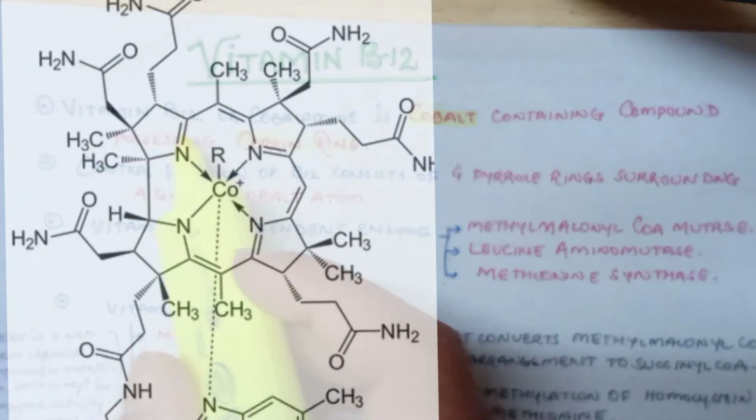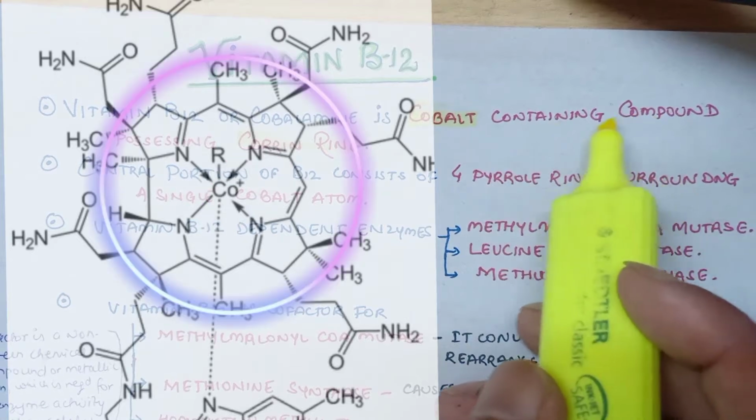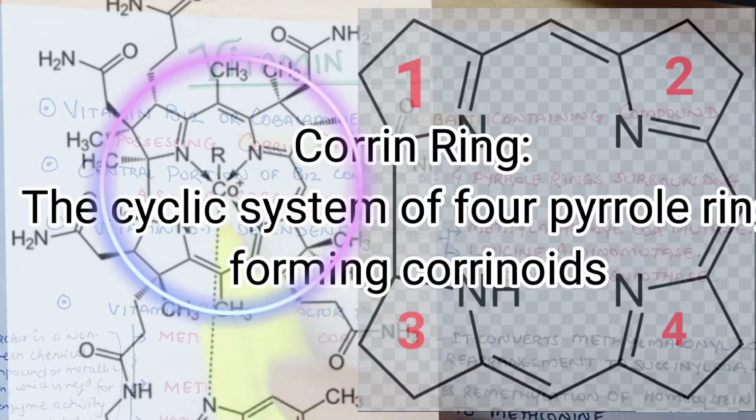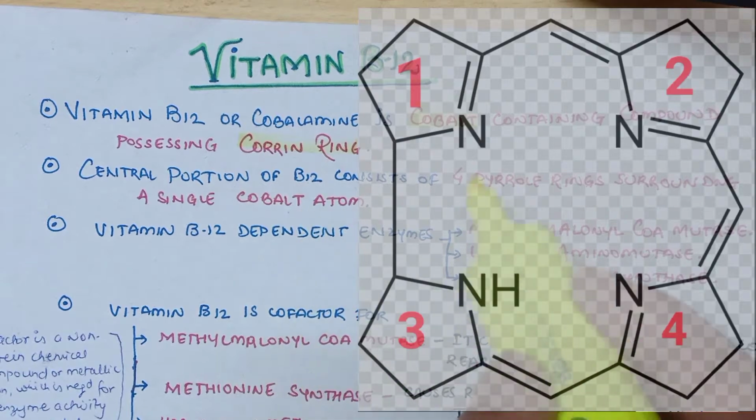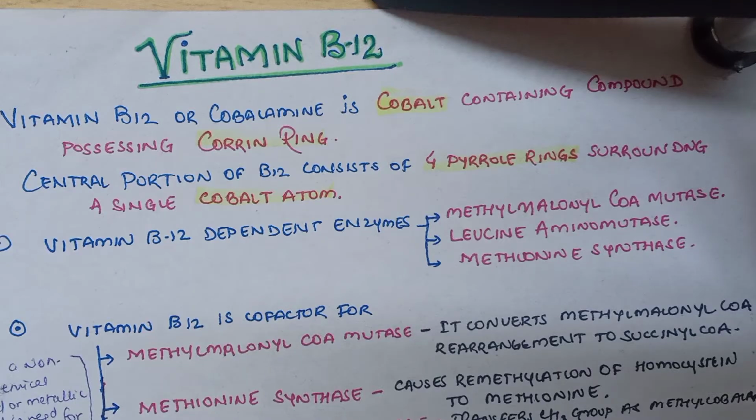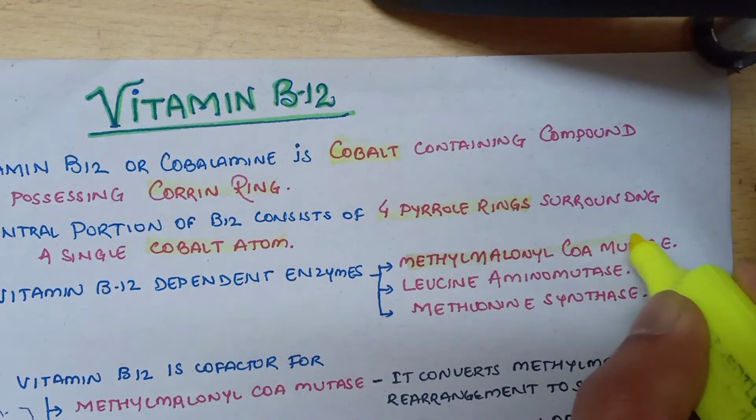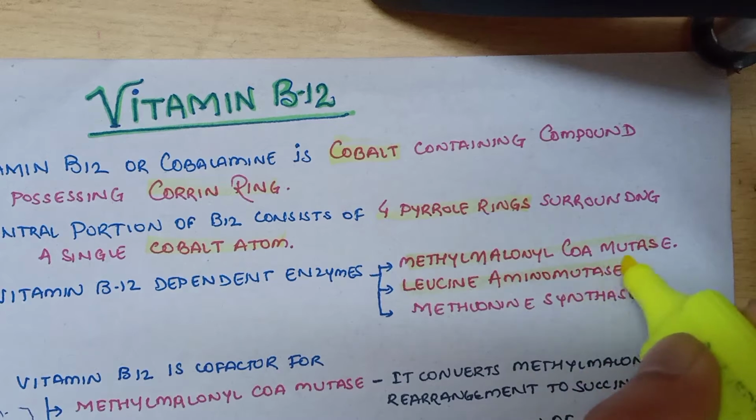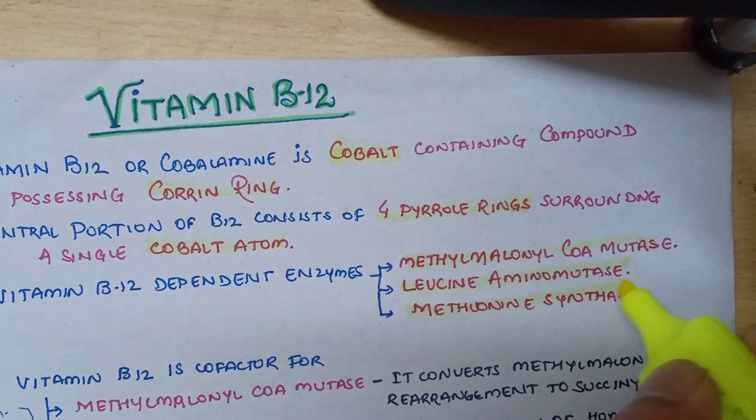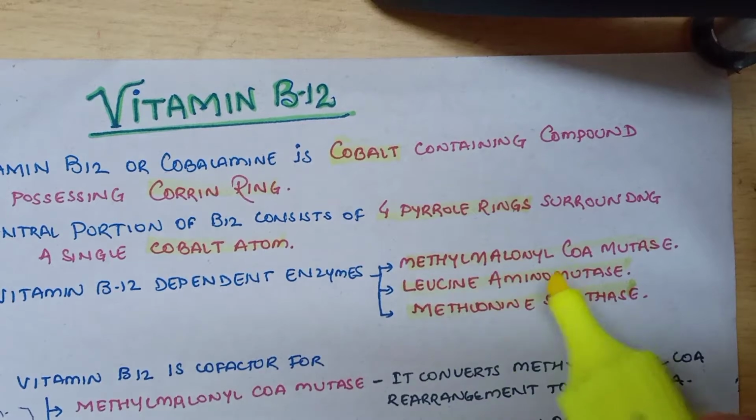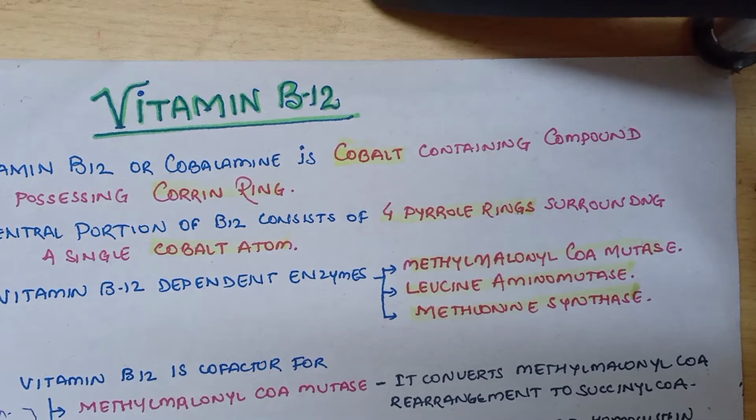So basically vitamin B12 is a cobalt containing compound and it has a corrin ring, and the central portion of vitamin B12 consists of 4 pyrrole rings. So what are the vitamin B12 dependent enzymes? Vitamin B12 dependent enzymes are methylmalonyl coenzyme A mutase, leucine amino mutase and methionine synthase.